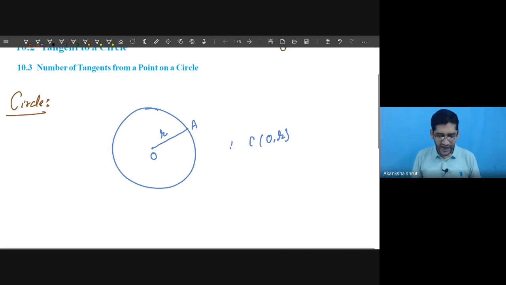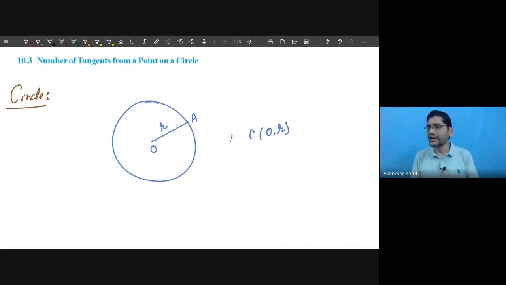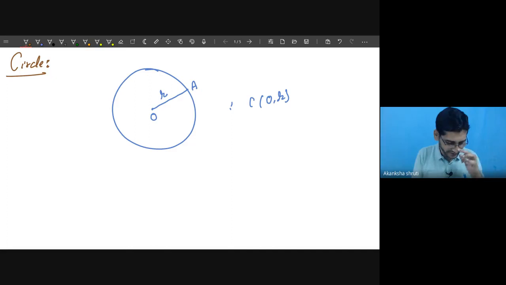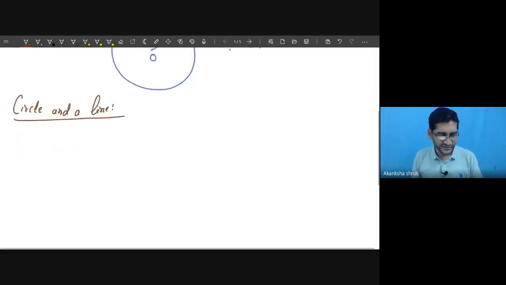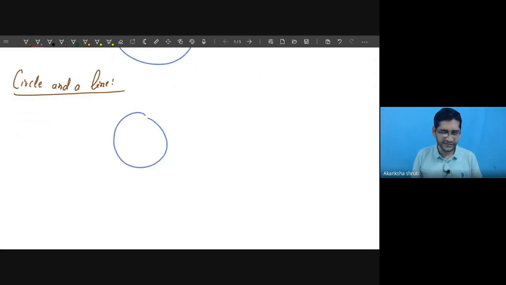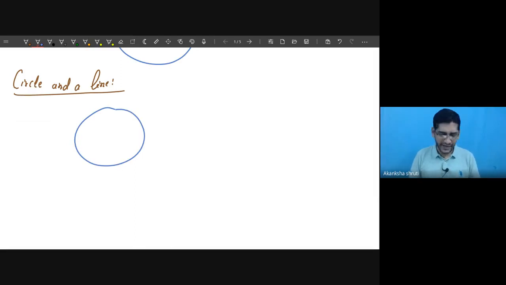Now, if we consider a circle and a line, then what are the possibilities that we have to learn here? Circle in reference to a line. Students, if we have a circle, this one, and we want to draw a line in the same plane, then it is possible that the line is not touching the circle. So it is the non-intersecting condition.